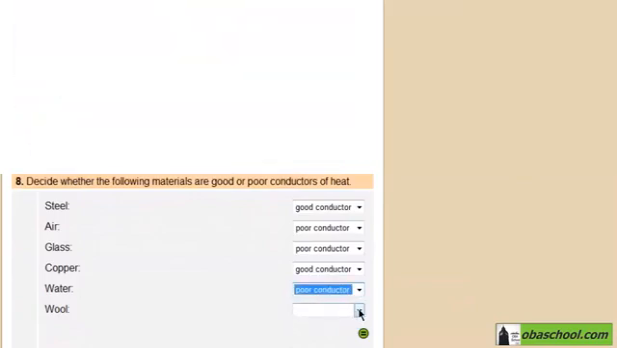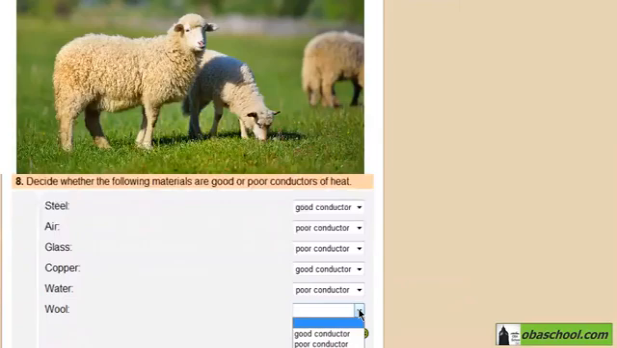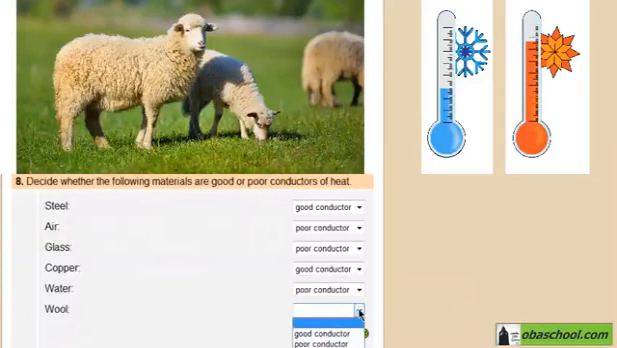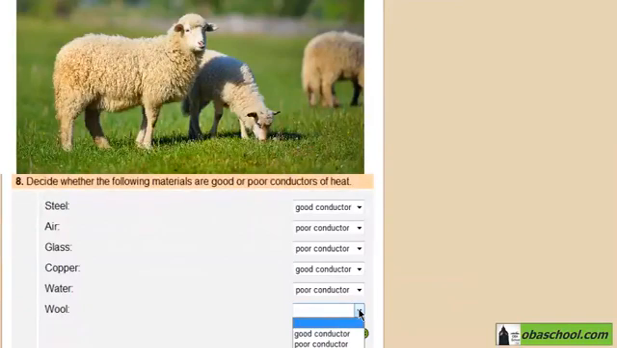And the last example is wool. For example, sheep have wool. The wool protects sheep from extreme heat as well as extreme cold. The wool fibers dissipate heat more slowly. So, as we said that the wool protects the sheep from the extreme heat as well as extreme cold, this means that the heat is transferred in the wool at a slower rate. This means that the wool is a poor conductor of heat.